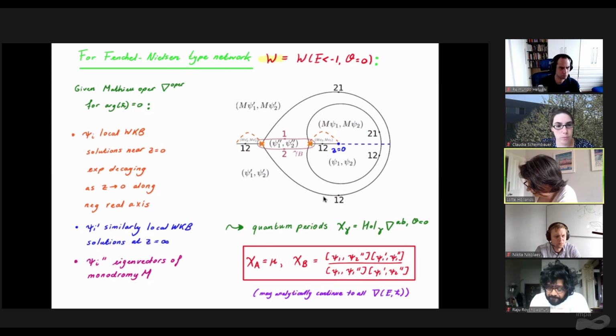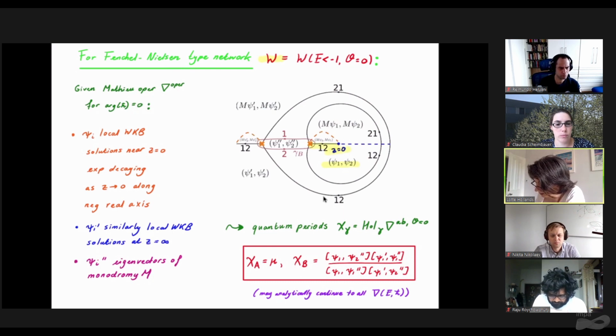So in this case, I've denoted all the basis elements, all the bases of local sections in the picture on the right. For instance, the one that I've highlighted is a basis of local sections near the puncture at c equal to 0. And these would be solutions to the Mathieu equation that exponentially decay if you walk along this trajectory towards c equal to 0.